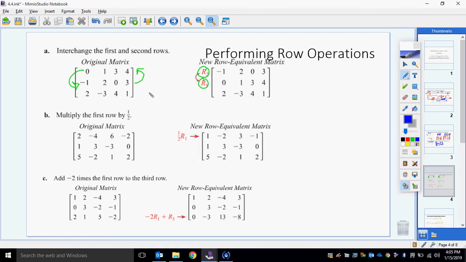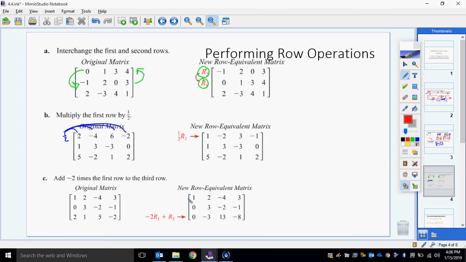All right, and the next row operation, remember we can always multiply a row by a number. This is saying take row 1 and multiply it by a half. So what it did was it took 1/2 and it distributed it to all of row 1, kind of like we do in systems. So 1/2 times 2 is 1, then you get -2, 1/2 times 6 is 3, and 1/2 times -2 is -1. And everything else stayed the same.